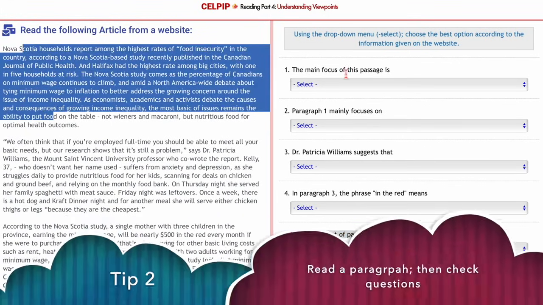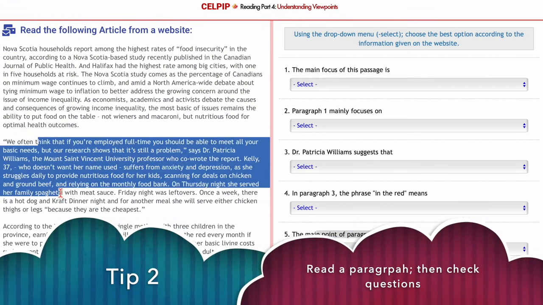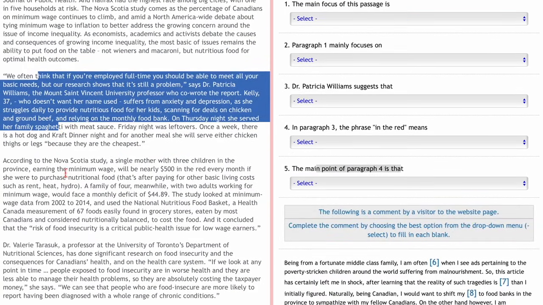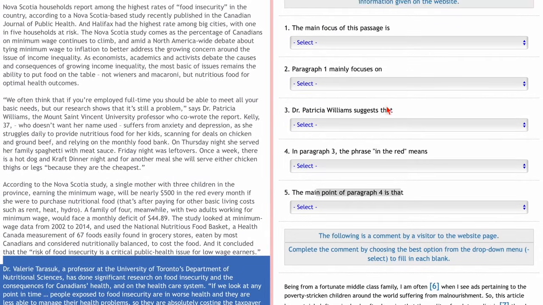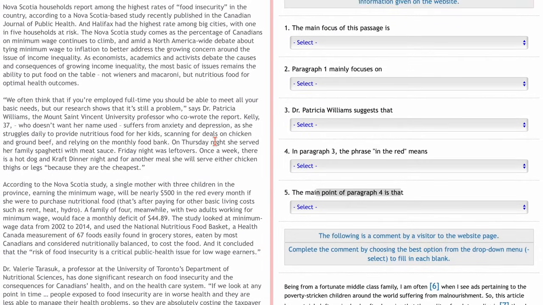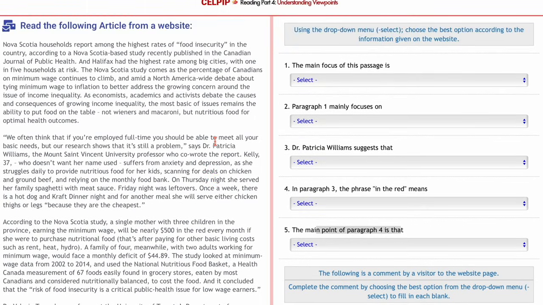We should read the paragraph, check the questions. Read the paragraph, check the questions. We need to know clearly always what the questions are about, okay? So that's the first thing that we can keep in mind.